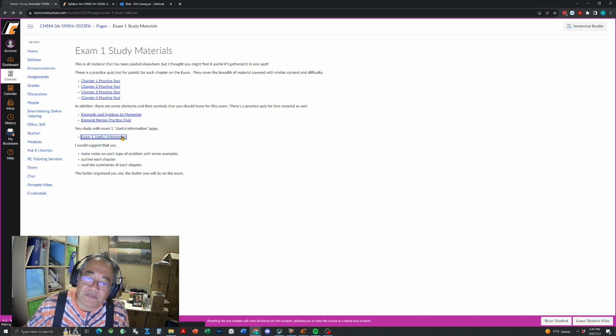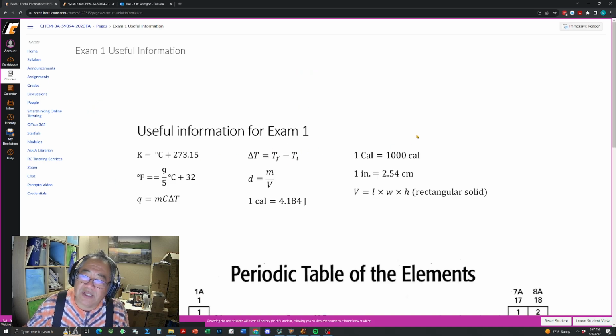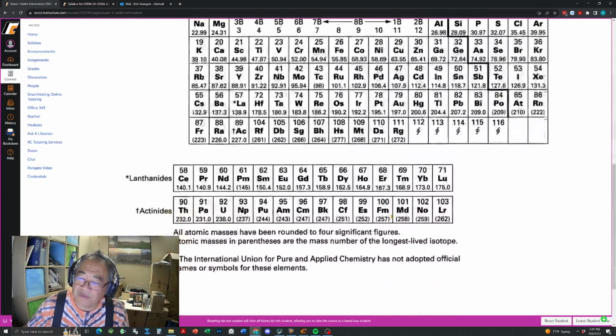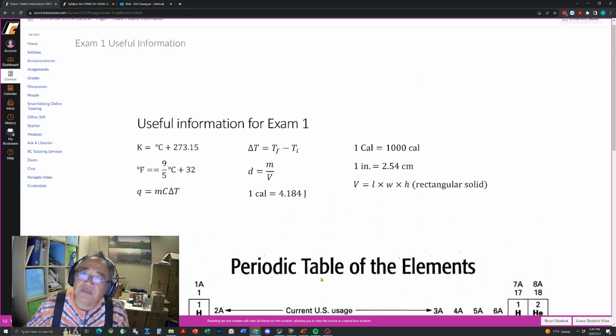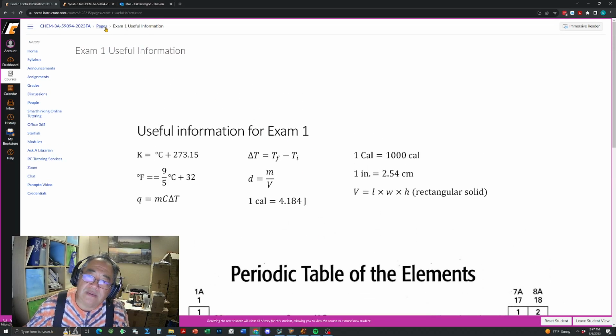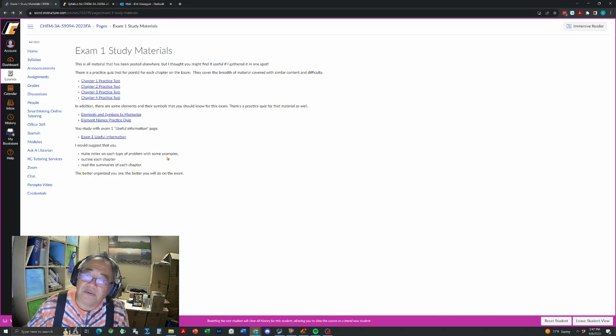And then this page tells you what information you're given on the test. This is all you're given for the first exam. You'll notice there's no names on any of these, so you'll have to know those names that are listed here. Elements and symbols to memorize.